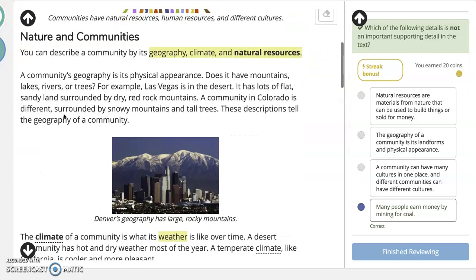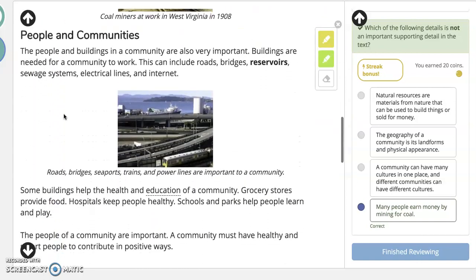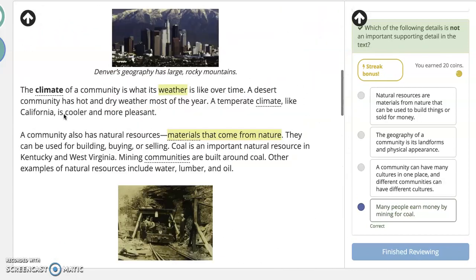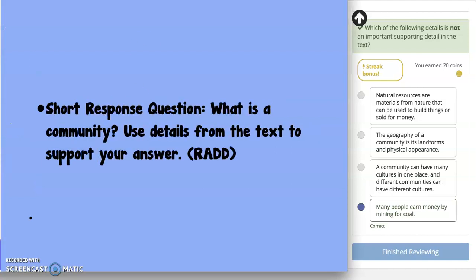This might be easier for you to pause when you're doing your short response if you see it this way. So I'm going to go through like this. You can pause and rewind the video at any point. All right. And here is your short response for the day. What is a community? In your own words, you need to tell me what a community is, and you need to use details from the text to support your answer.